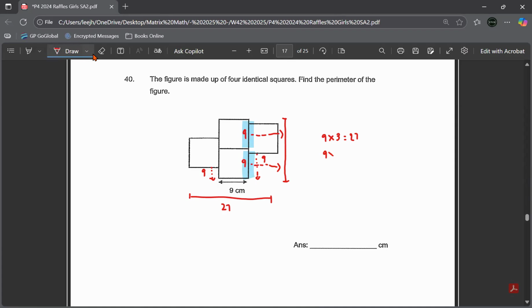So it will be 9 times 2, 18 cm. So this 27 is 18. Over here is also 27. Over here is 18. So like perimeter, 27 plus 27 plus 18 plus 18. Answer 90 cm. Okay, this is how I do it. No need to plus minus so many times.